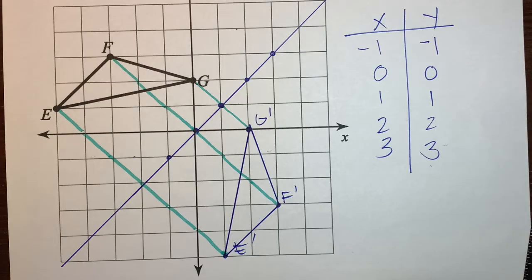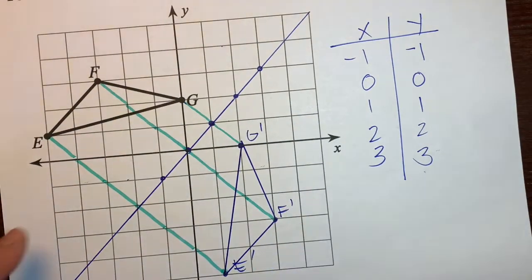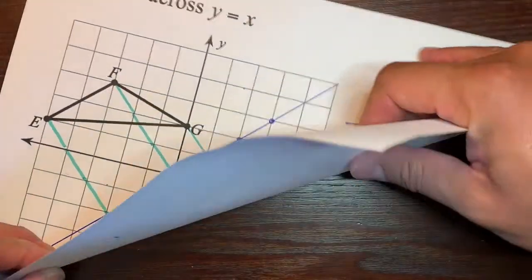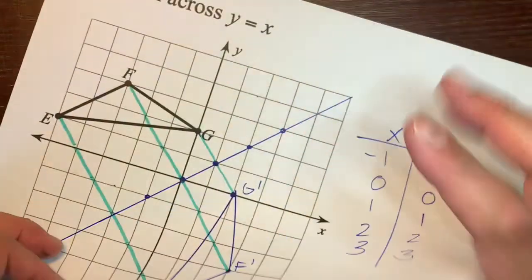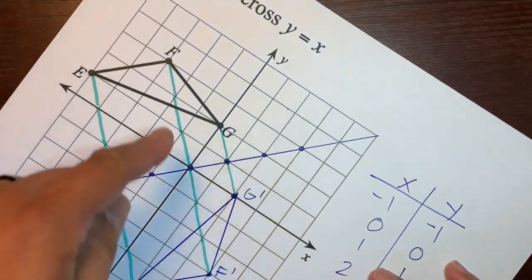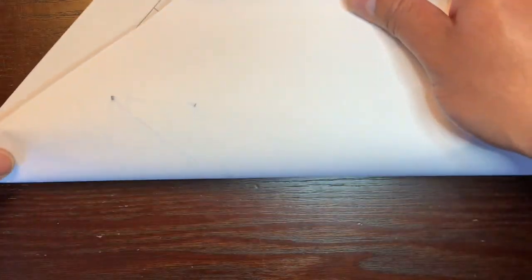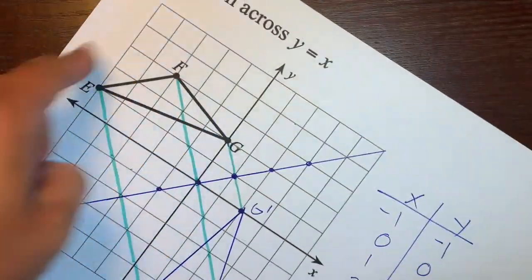So there is our new triangle that's reflected. If we folded this over this line, this triangle would land right on top. All these points would land on top of each other if we put some paint here and folded it.